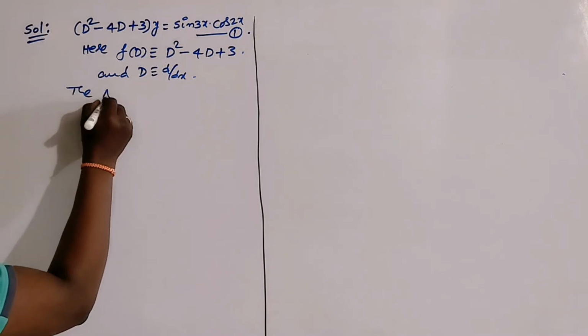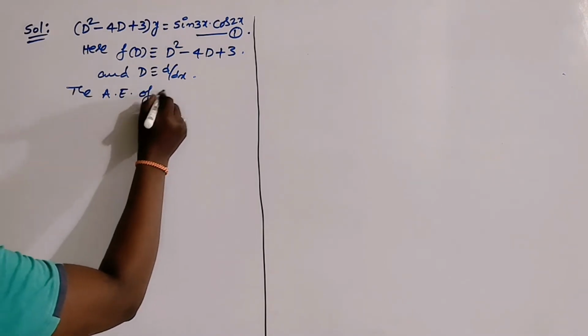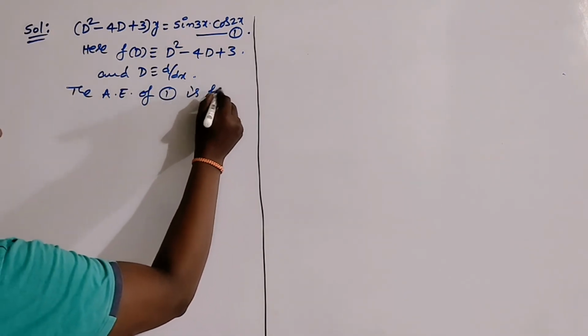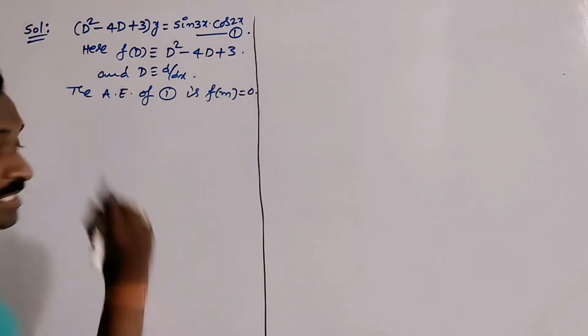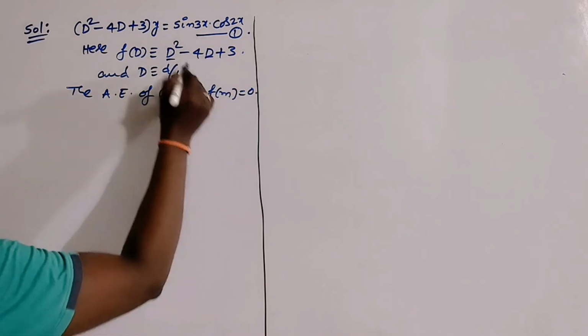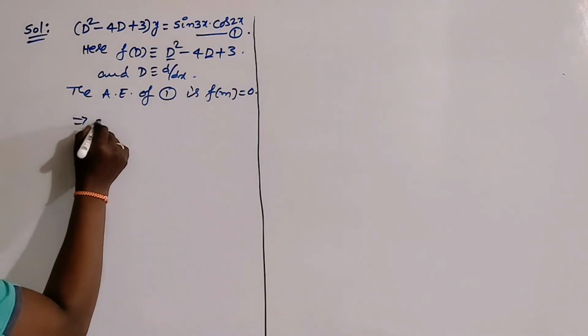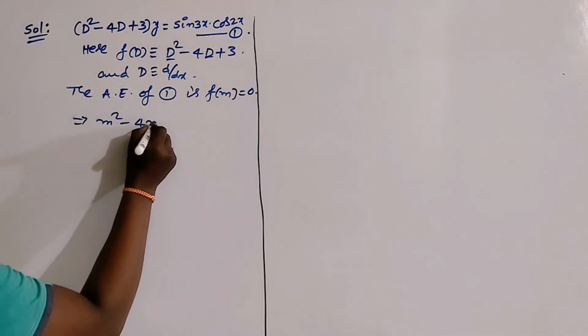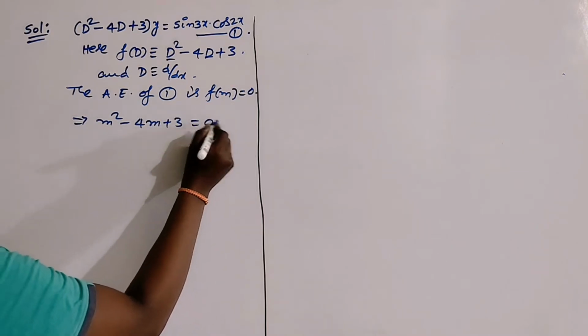So first of all we have to write the auxiliary equation of 1. What is the formula for auxiliary equation? f of m is equal to 0. So replace D is equal to m in f of D. So you will get m squared minus 4m plus 3 is equal to 0.